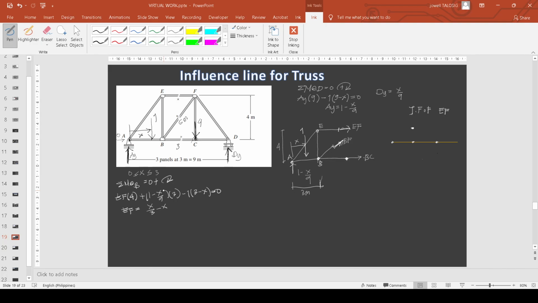Okay? So, next tayo dito, divide lang natin to ng 4. Pwede natin i-add tong x over 3 minus x.